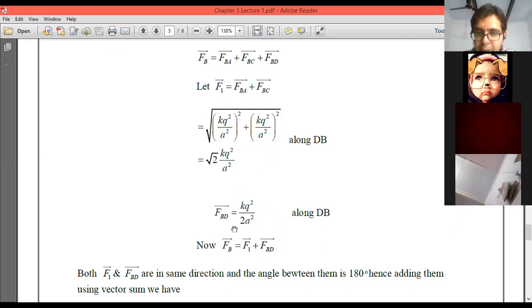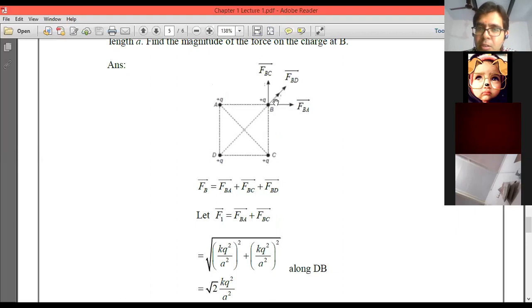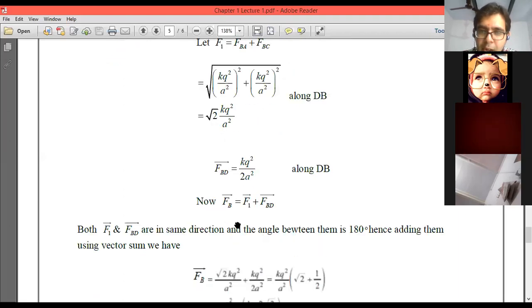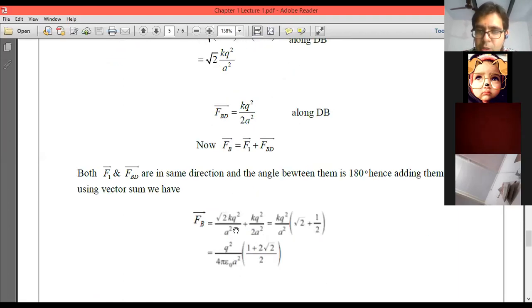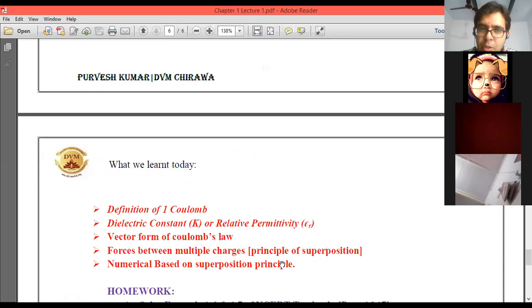Now the force FBD as well as this F1, the resultant of FBA and FBC, are along the same direction. And when they are in the same direction, we can easily add them up, because the angle between them is 180 degrees, and adding them vectorially, you can easily get the result. Try to solve it out, and still if you have some problem, I'll be there to solve it for you people. Now, just have a quick recap of what we have studied today.